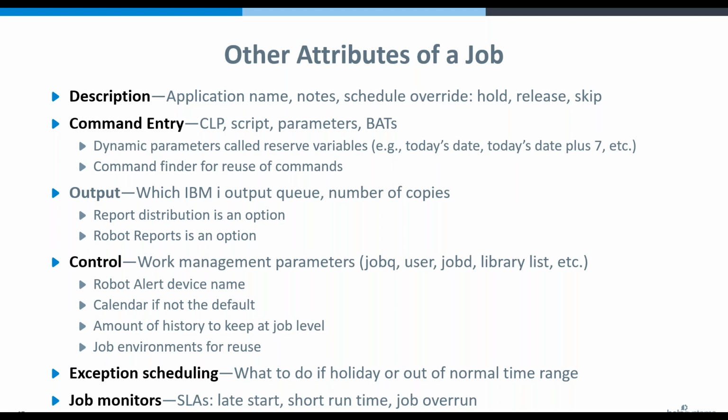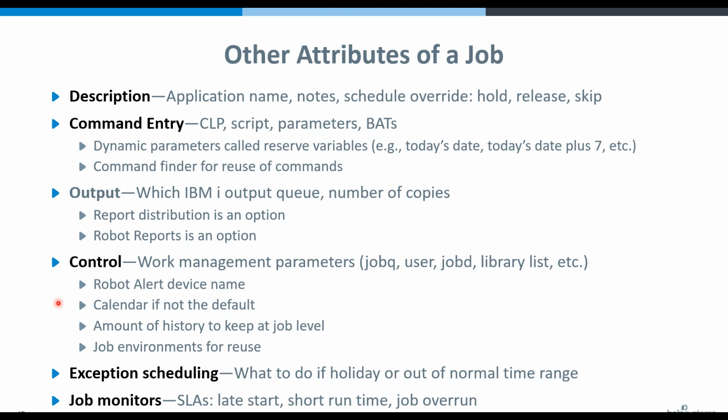We have a command finder. So if you've got a command from another job, pretty easy just to copy that command in from another job. Output options, Tom's going to spend some time talking about output options a bit later in the presentation, but that's for doing some report distribution from within a robot schedule job. The control options are super important, and that's where job environments come in. Job environments can be defined where you define all the work management parameters, even things like who should be notified via robot alert, but job queues, job descriptor, library lists, and so forth. Those all go in the control options.